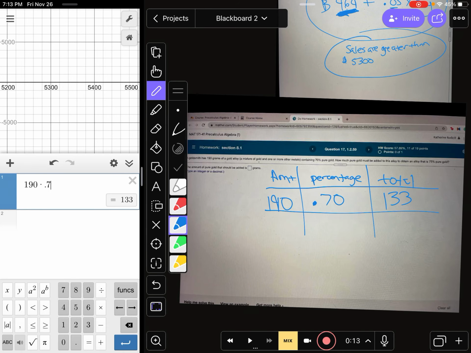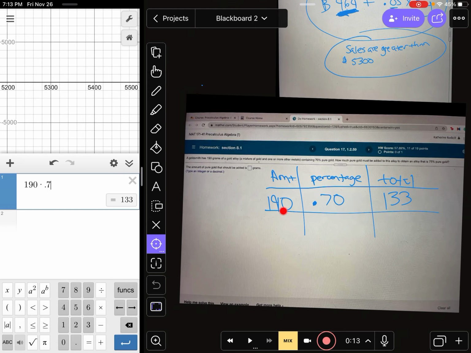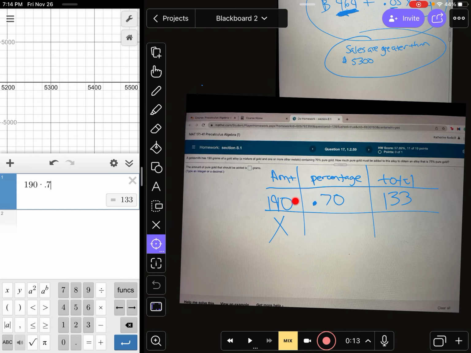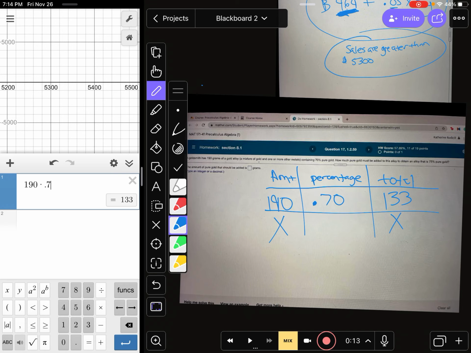Okay. So what he's going to do, he's going to add pure gold to this. I just said this is the pure gold. Okay, he's going to add something. So he's going to add pure gold to that mixture. So that's your mixture, 190 grams, and he's going to add a certain amount of pure gold. And I can also put the X over here because remember the 133, that's pure gold. And he's going to add some more pure gold.